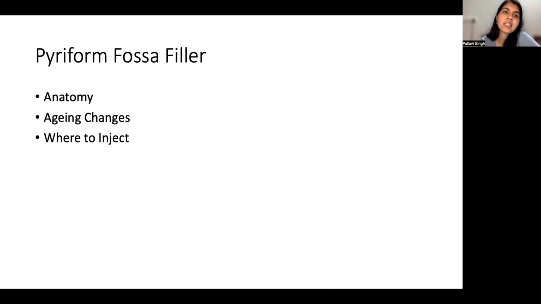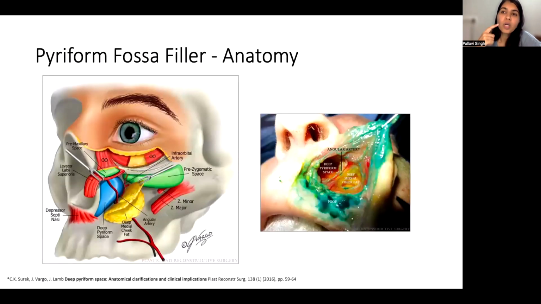The last area that I'd like to talk about is the piriform fossa. Again, one of my favorite areas to fill because I feel like it gives you the biggest bang for your buck, so to say. Now, what is the piriform fossa? It's this fossa over here. It is at the base of the ala of the nose. Medially, you have the levator labii superioris, and laterally, you have the deep medial cheek fat, enclosing this area.